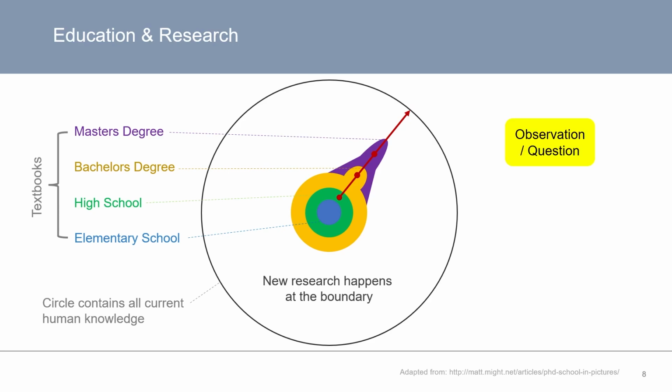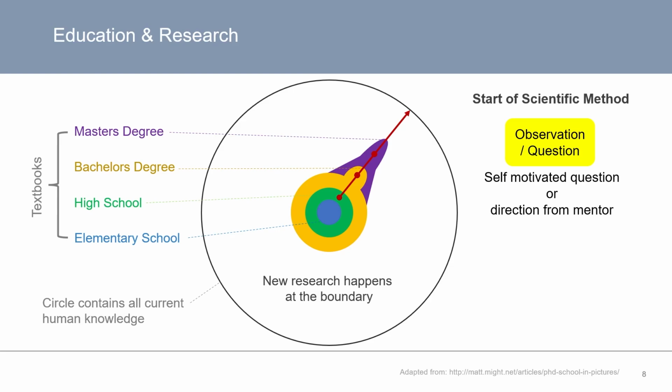We start off with an observation or some target question we're trying to answer. This research question could be self-motivated, something the student came up with themselves, or it could come from the experience and direction of a mentor, often the principal investigator or PI of a laboratory. Making an observation and asking a target research question is also the start of the scientific method.